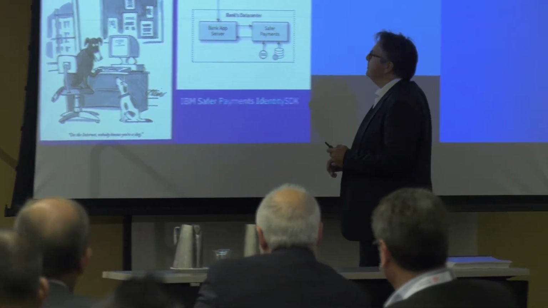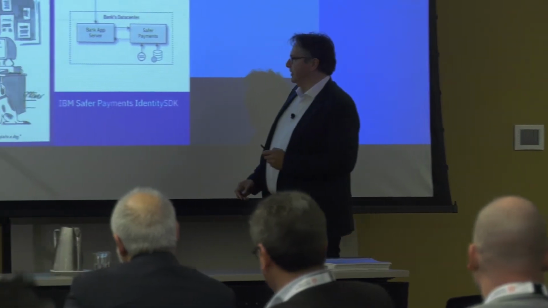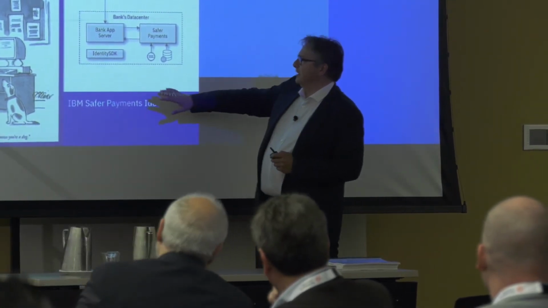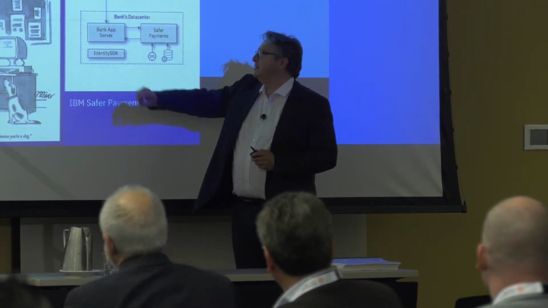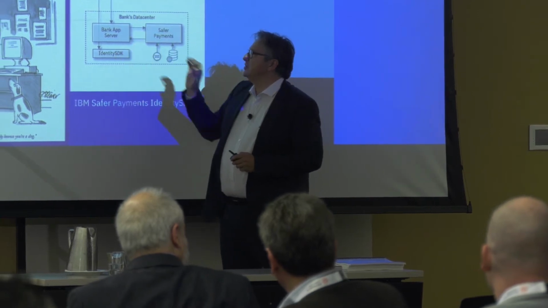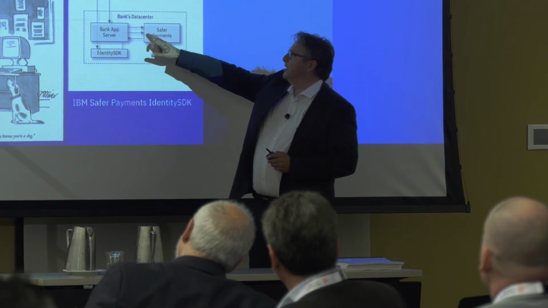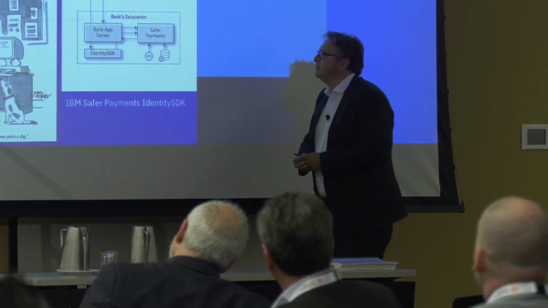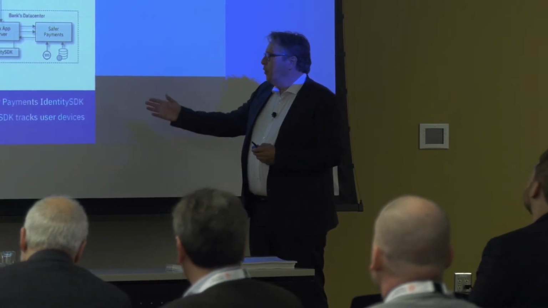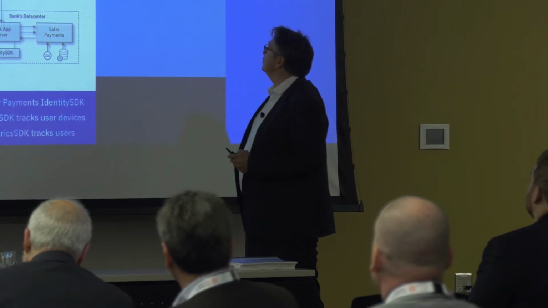And so what can we do to find out something about our counterparty? So what we typically do with our customers, we install our identity SDK inside the bank's data center, which goes into the session with the customer to elicit certain additional information that is then also fed into SAFER Payments. And there are typically two components to that. One is to track devices, and the other one is to track actually users.